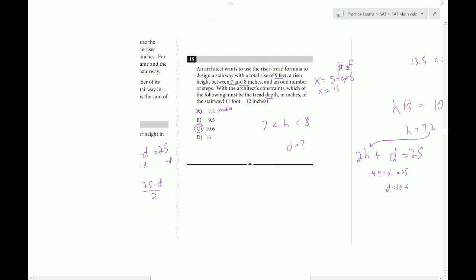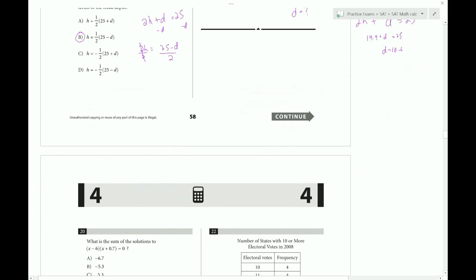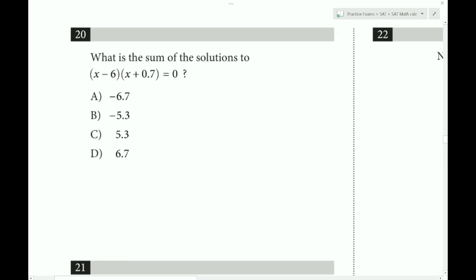All right. What is the sum of the solutions to this? Okay, so when we t-chart this, you get x equals 6 and x equals negative 0.7. So we do 6 minus 0.7. That will give you 5.3.